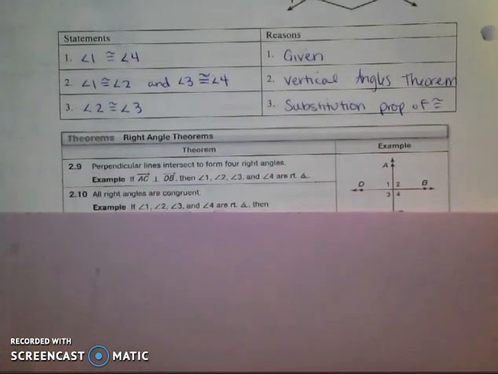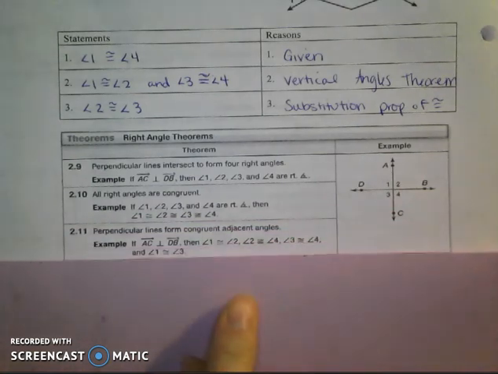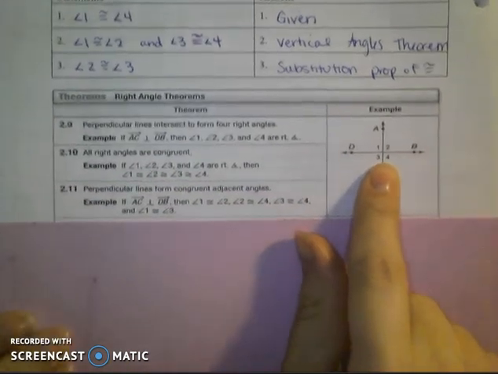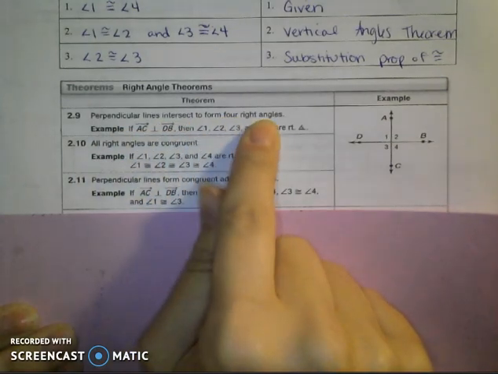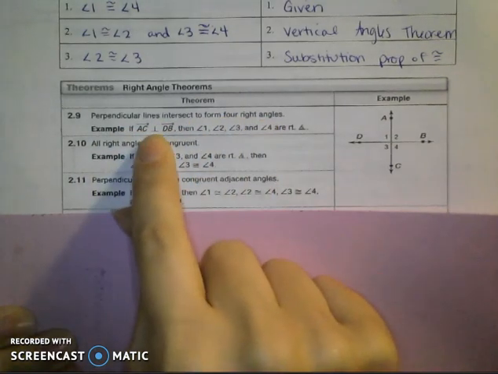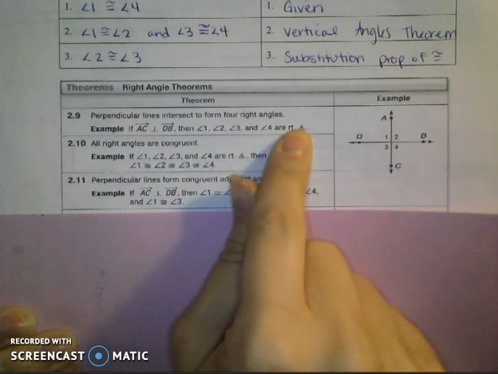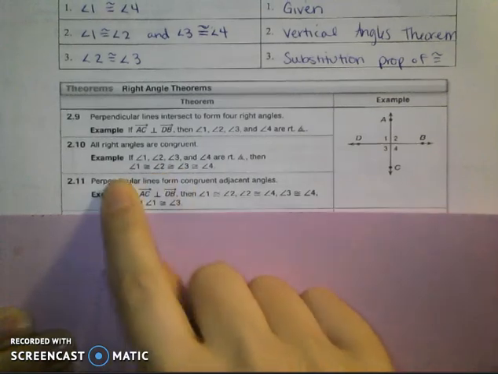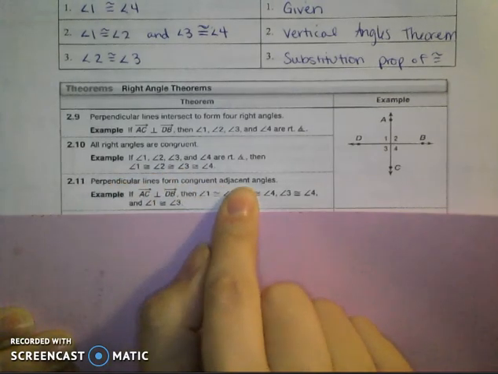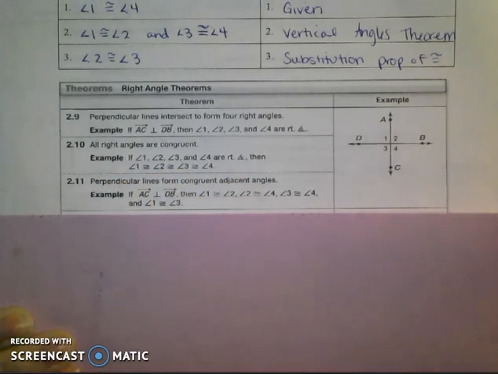All right, all the right angles we've got here form 90 degrees, so we've got a couple different theorems. Perpendicular lines intersect to form 4 right angles. So if we know something's perpendicular, then we know all those angles are right angles. All right angles are congruent, and perpendicular lines form congruent adjacent angles.